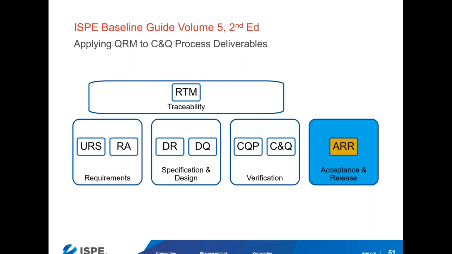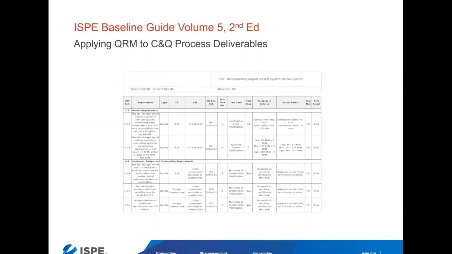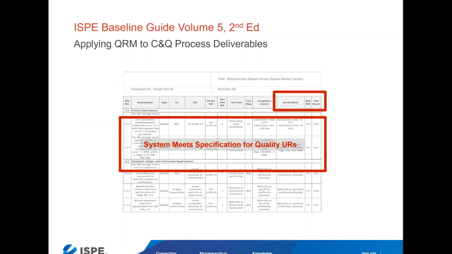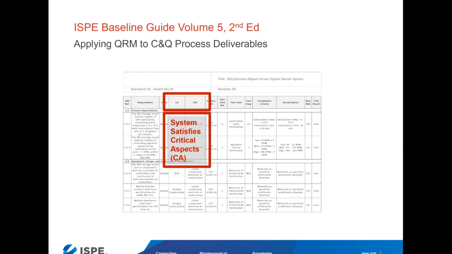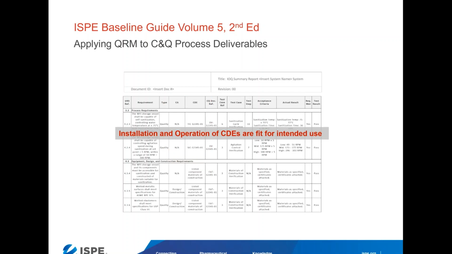And finally, we have acceptance and release. And this acceptance and release report is the same information that's in the trace matrix. In this case, we're documenting verification that the system meets specification for quality user requirements, and that the system satisfies its critical aspects. And as a result, we've documented that installation and operation of critical design elements are fit for intended use.